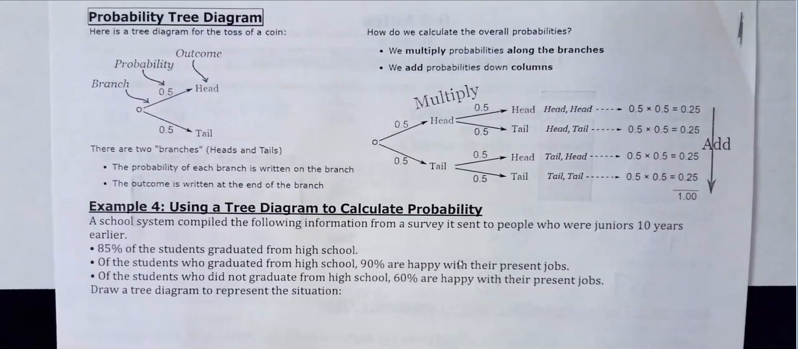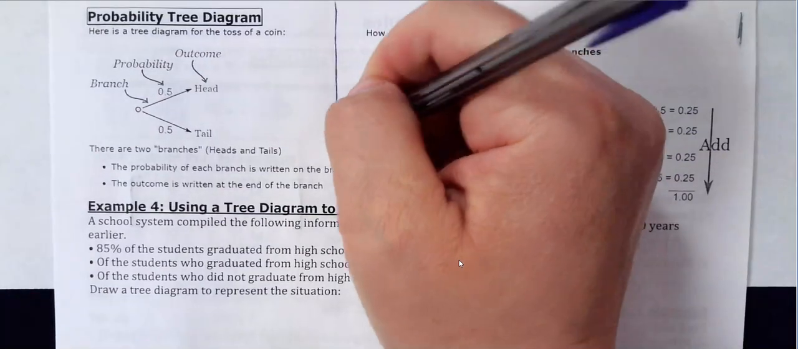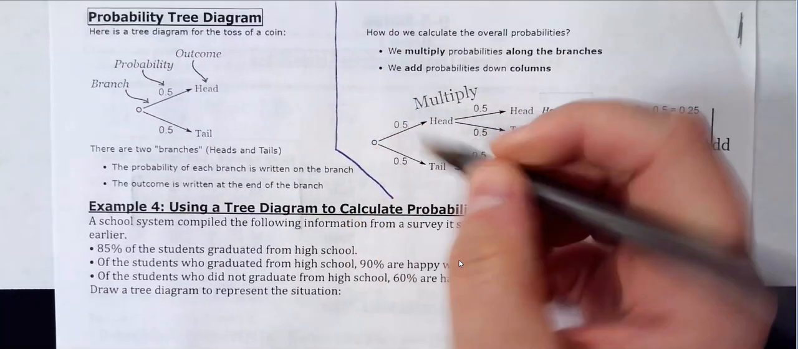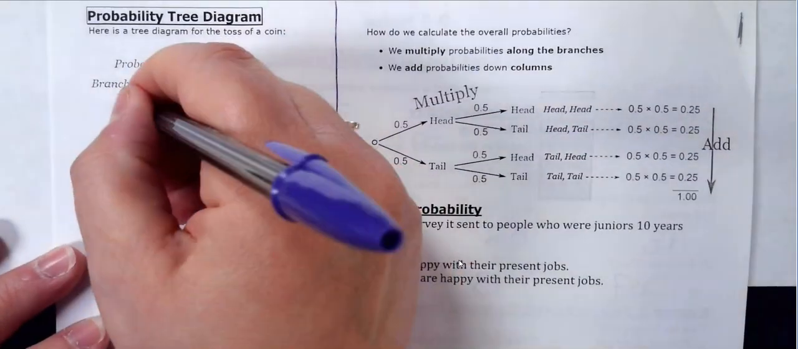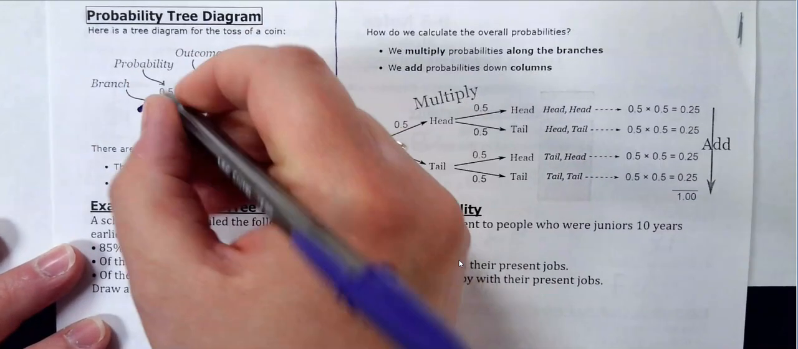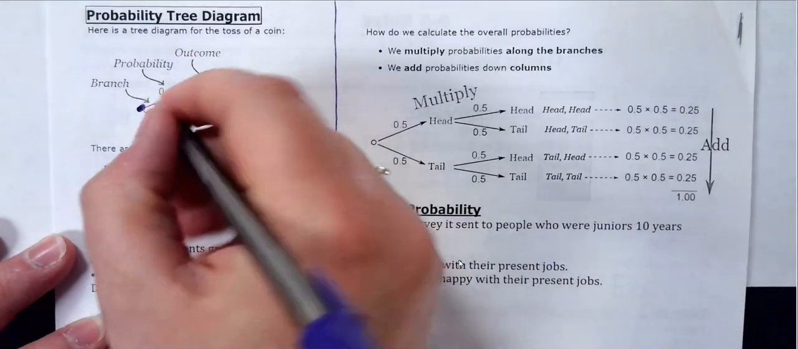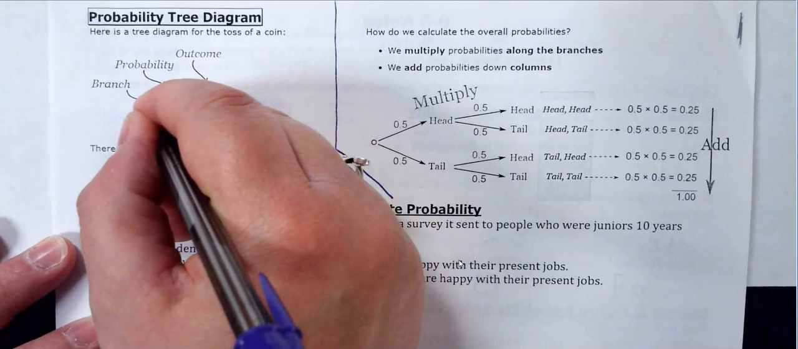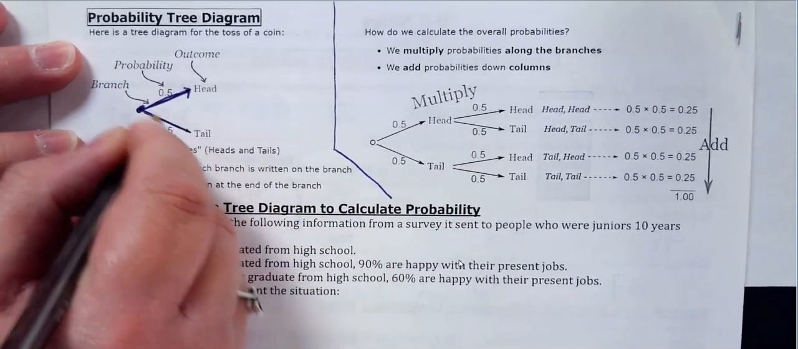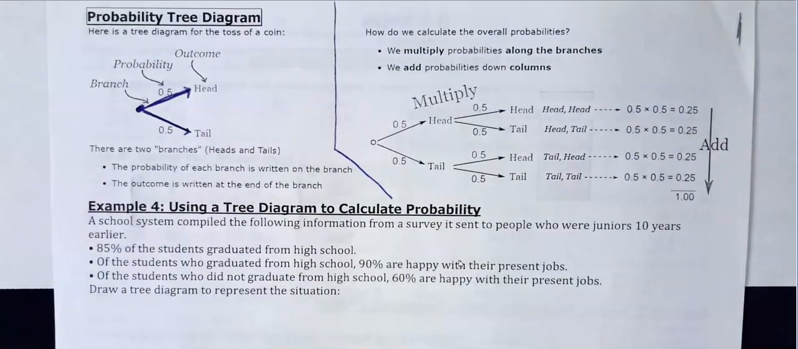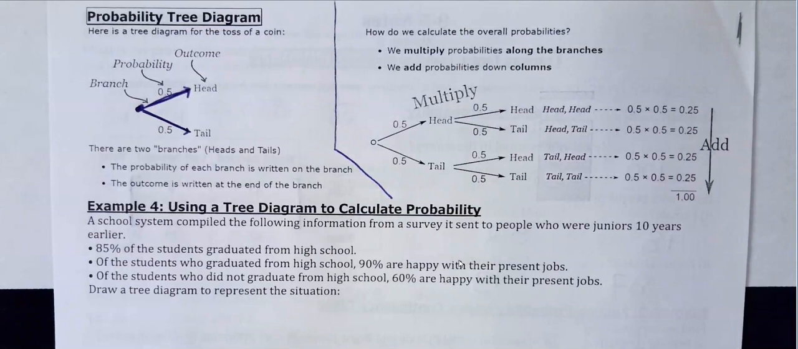Just to illustrate what a tree diagram looks like, this illustrates flipping a coin. I'm going to start here, and if I just flip a coin, there's 2 possible things that can happen. I can get heads, which you see at the end of that little arrow, or I could get tails, which you see at the end of that arrow. Those little arrows are called branches. And this is just the very beginning.